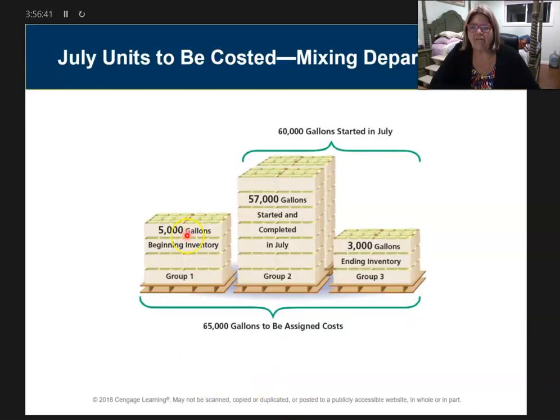Group 1, I had 5,000 gallons to begin with. Then, if you remember correctly, I brought in 60,000 gallons, started in July. So now I've got 65,000 in there, okay?